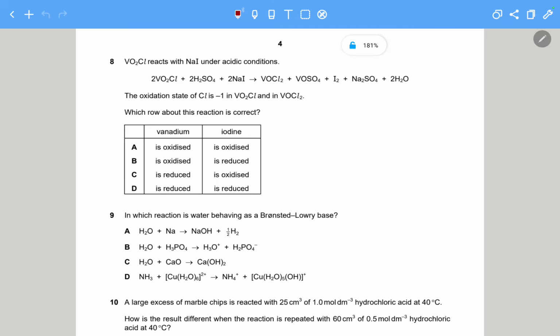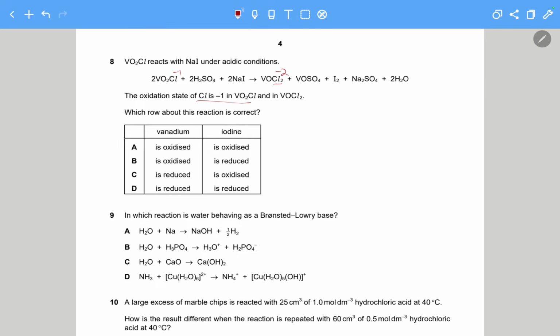VO2Cl reacts with NaI under acidic conditions. 2VO2Cl plus 2H2SO4 plus 2NaI gives VOCl2 plus VOSO4 plus I2 plus Na2SO4 plus 2H2O. The oxidation state of chlorine is -1 in VO2Cl. So before doing anything, we'll note it down over here. And in VOCl2 as well. There are two chlorines here, so the total will be -2, -1 plus -1, which is -2. Which row about this reaction is correct?